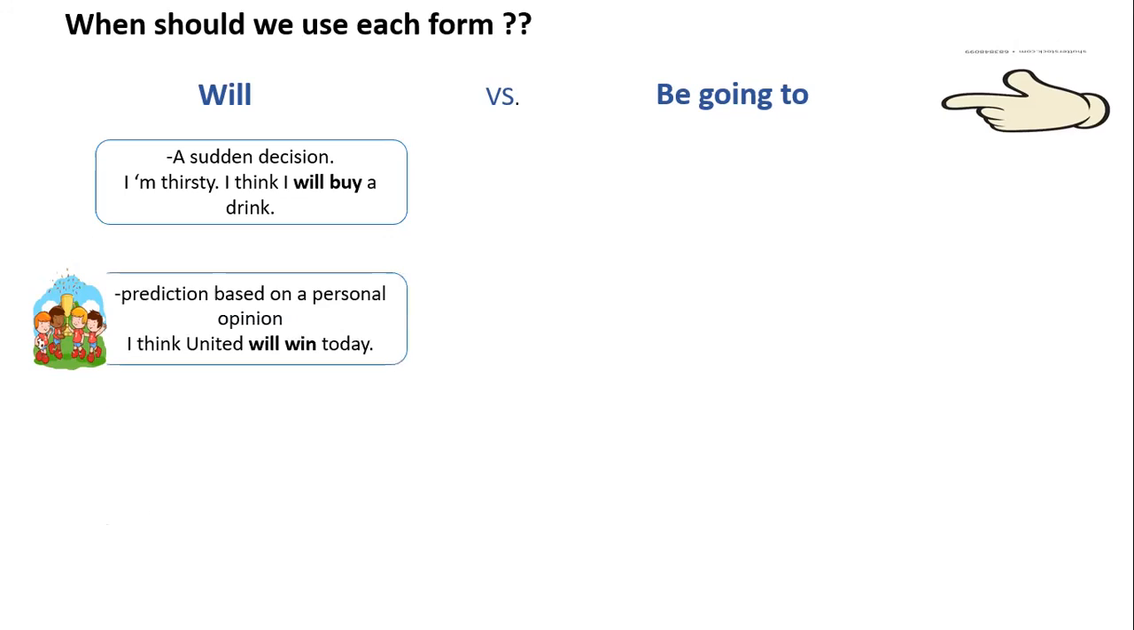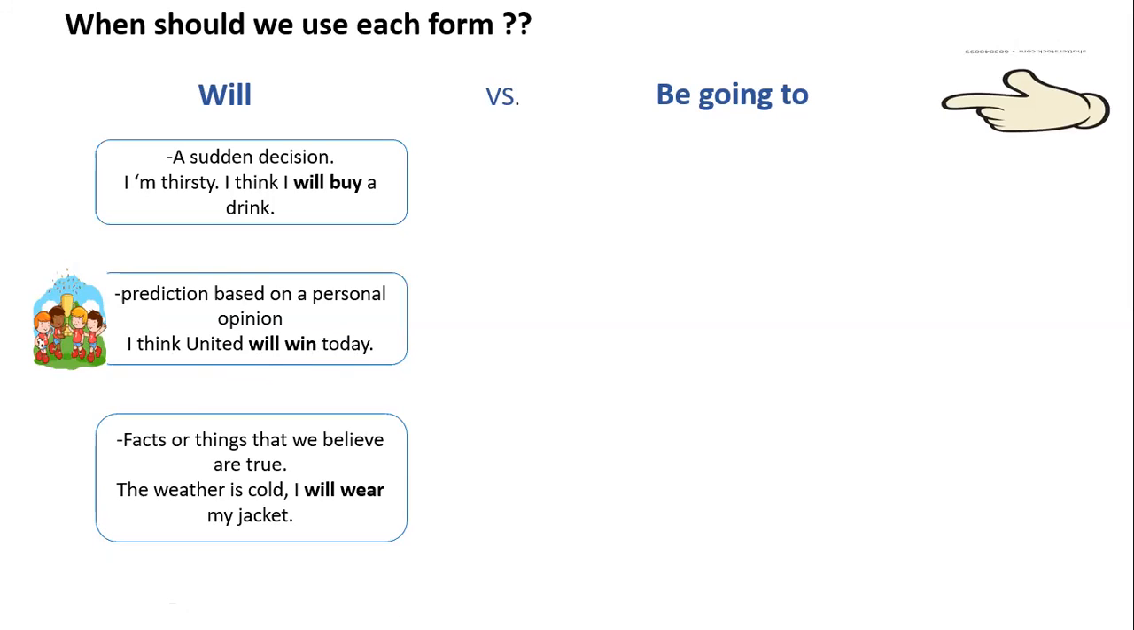The second one is prediction based on a personal opinion. A prediction, but it is based on my opinion, not on a fact, not on something that will absolutely happen. I think United will win today. So what am I basing this on? Am I predicting according to something that will happen? No, on my personal opinion. So here we have to use will plus verb one.